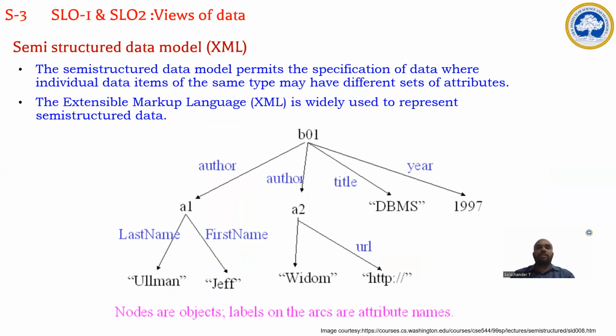And next is the semi-structured data model. The semi-structured data model permits the specification of data where individual data items of the same type may have different attributes. The most popular one, Extensible Markup Language (XML), is widely used to represent semi-structured data. Here we have the details of a book, which contains author details, ISBN details, and year of publication. For each author, we have the last name, username, and other author details, which include the URLs.